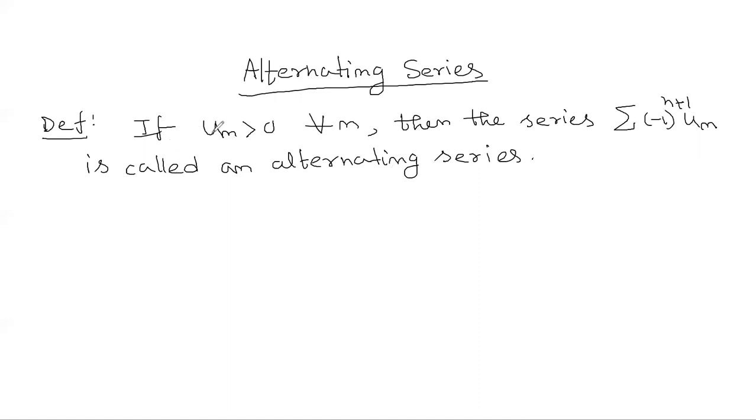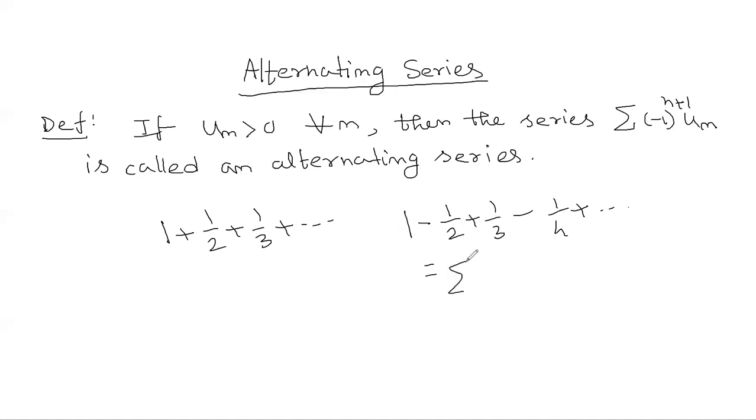So here you can see if un is strictly greater than 0 for all n, that means un is positive, and then the series (-1)^(n+1) un is called an alternating series. That means this is not a series of positive terms like 1 plus 1/2 plus 1/3, etc. So this is a series of positive real numbers. If I consider another series, say 1 minus 1/2 plus 1/3 minus 1/4, you can see it is alternatingly positive and negative. So the terms are not necessarily only positive terms, rather alternatively positive and negative terms are present over here.